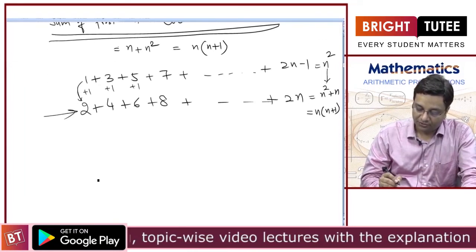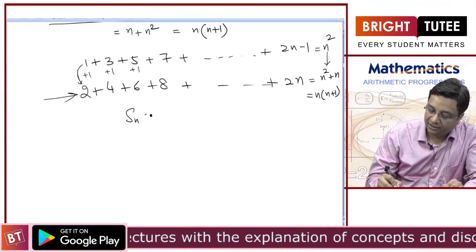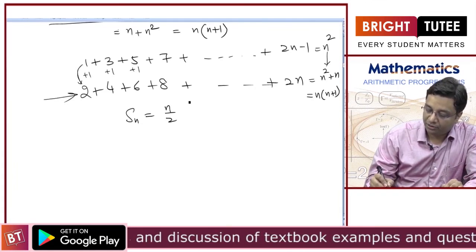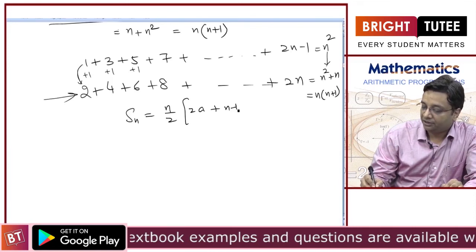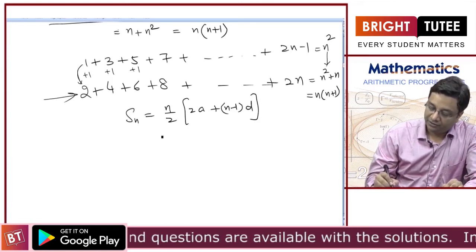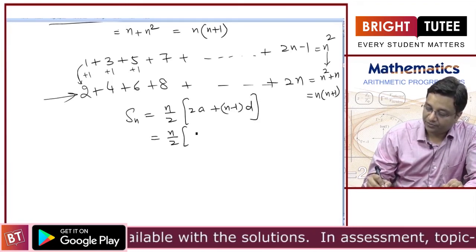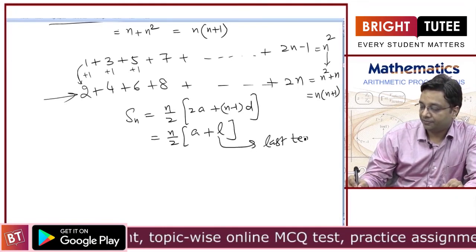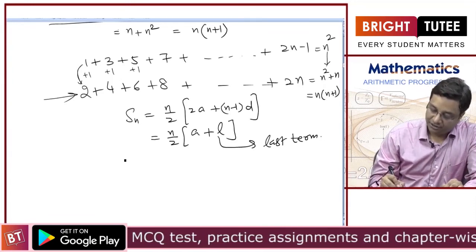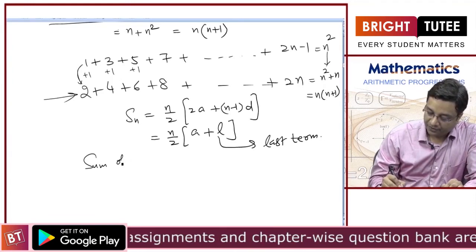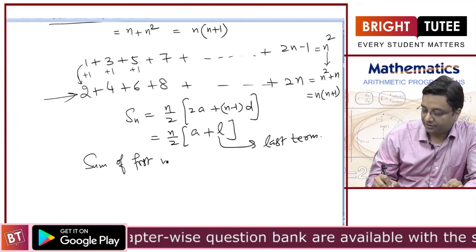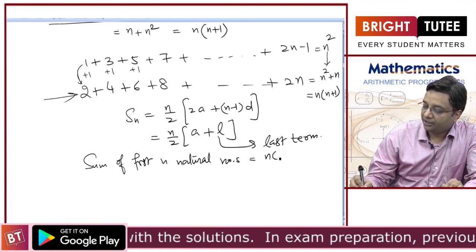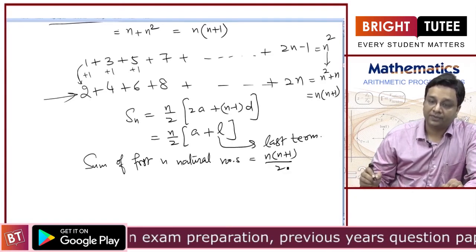So sum of first n natural numbers in AP was n by 2 into 2a plus n minus 1 into d, right? We can also write it as n by 2 into a plus L, where L is last term, right? Sum of first n natural numbers is equal to n into n plus 1 by 2, right?